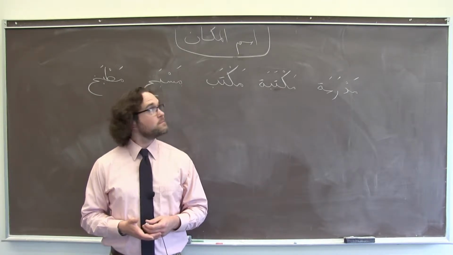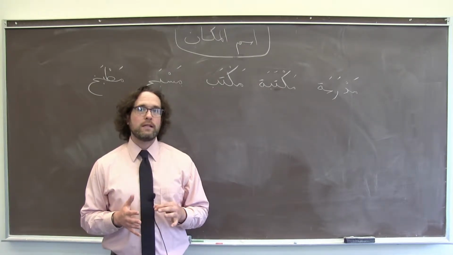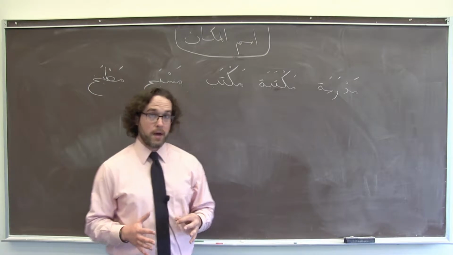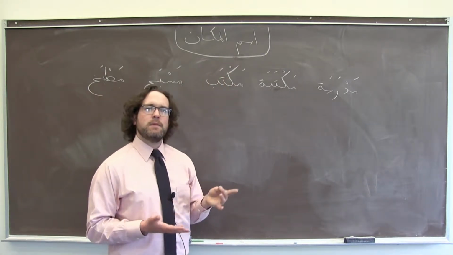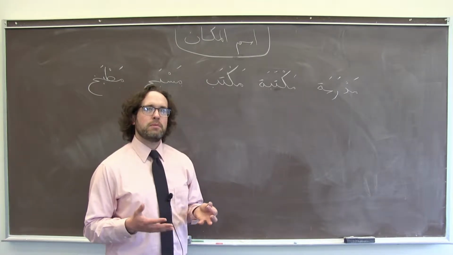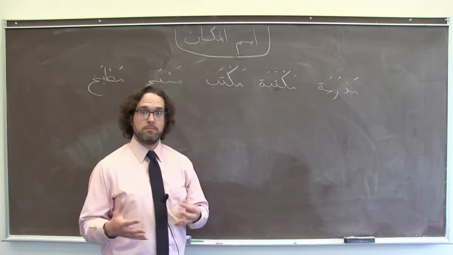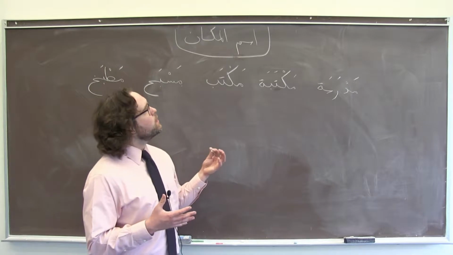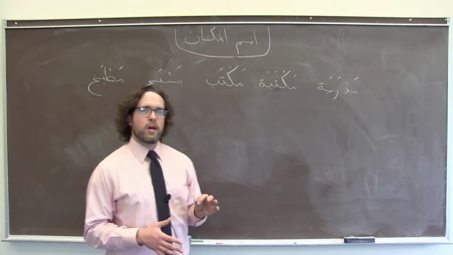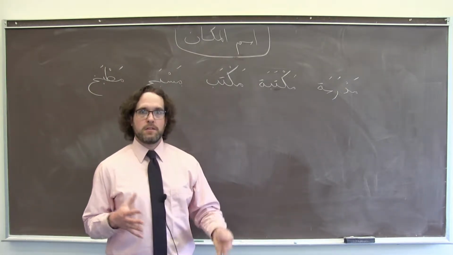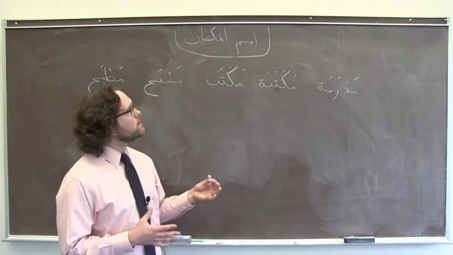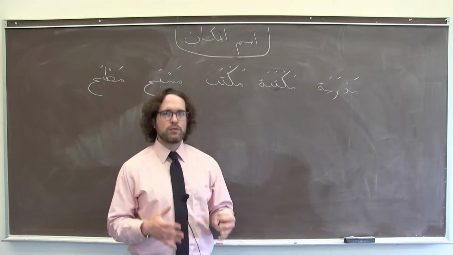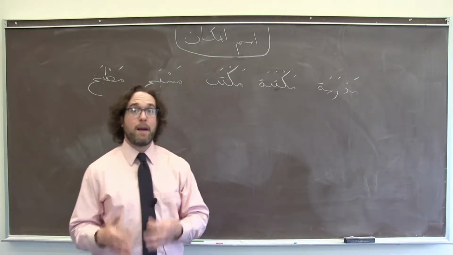Ya hala. Right now we're going to talk about a really useful Arabic word pattern called ism al-makan. Ism al-makan literally means place name, or name of a place. When we say that though, we're not talking about proper nouns, names of specific places like Beirut or New York. We mean instead the place where a certain thing happens.